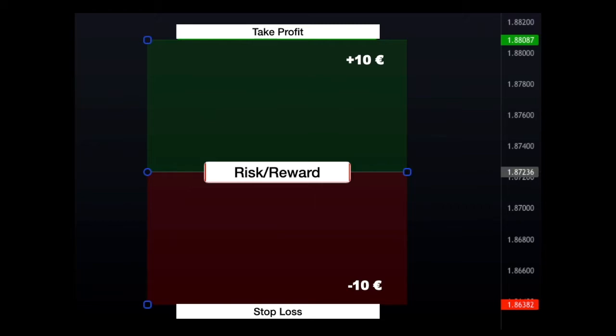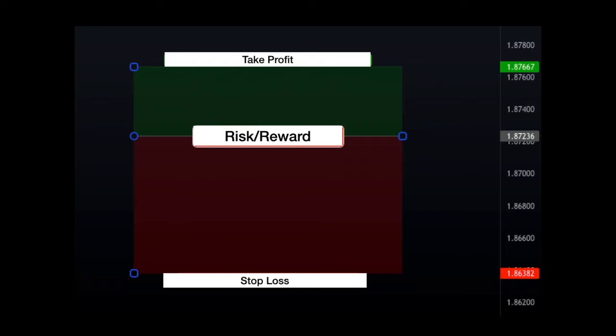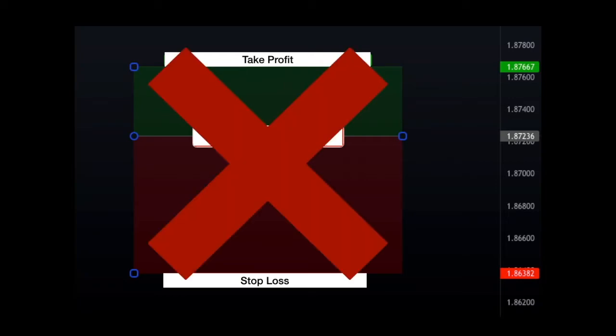A risk-reward ratio of 1:1 means that you risk €10 to earn €10. The stop loss must never be greater than the take profit, because in the long term it will potentially damage your trading portfolio. We will study the risk-reward ratio in more detail in the risk management section.